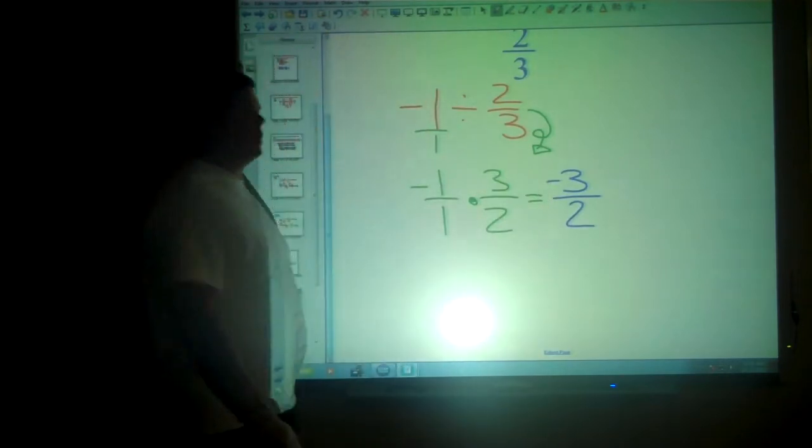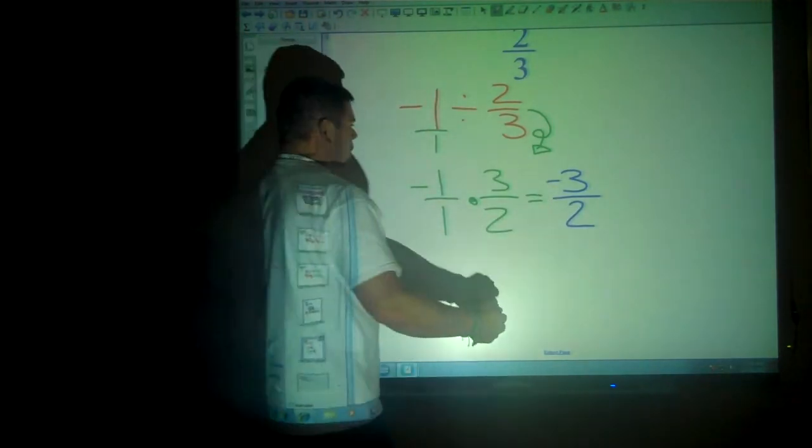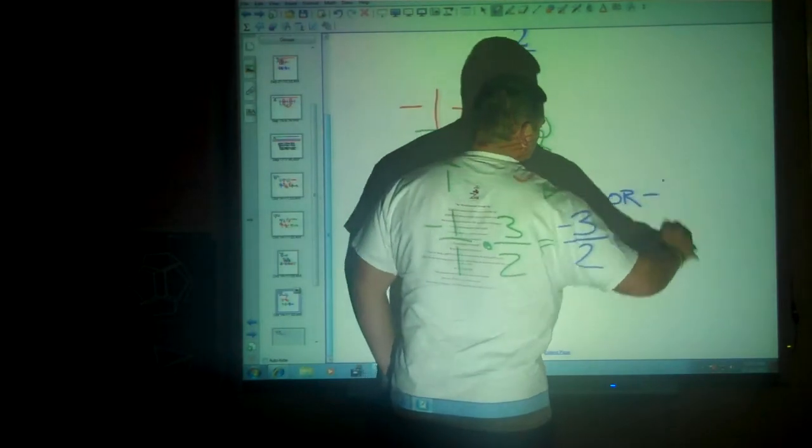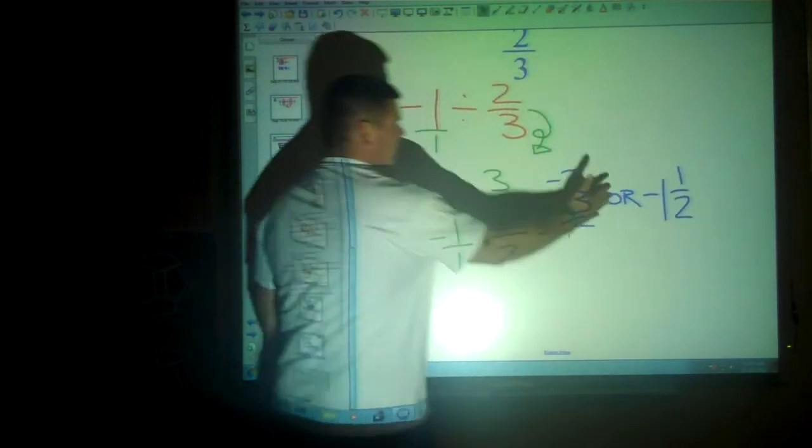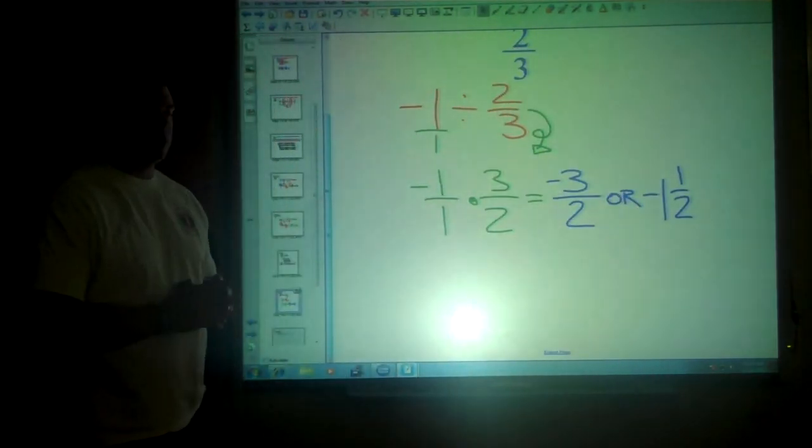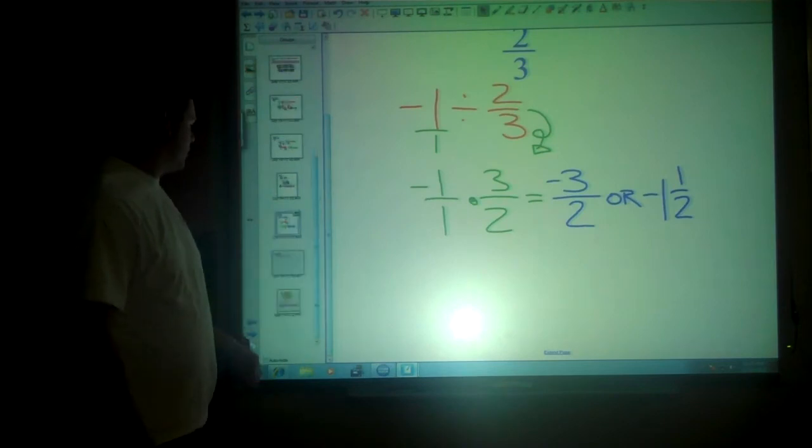There is nothing wrong with leaving it as an improper fraction. If you want to, yes, you could say it's negative 1 1/2. They're the exact same value, but there's nothing wrong in algebra with having that improper fraction.